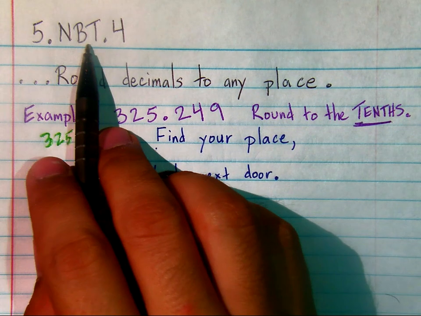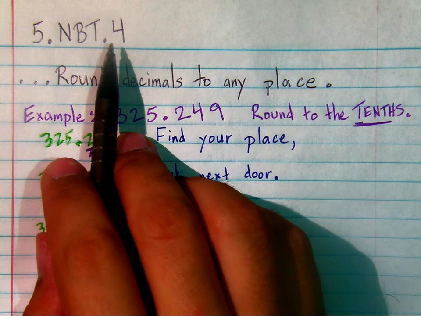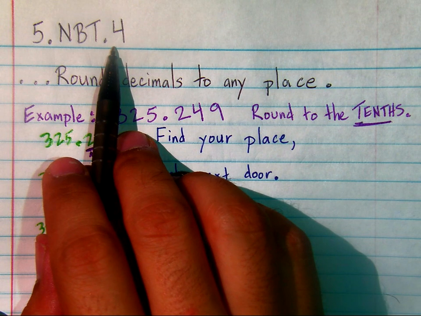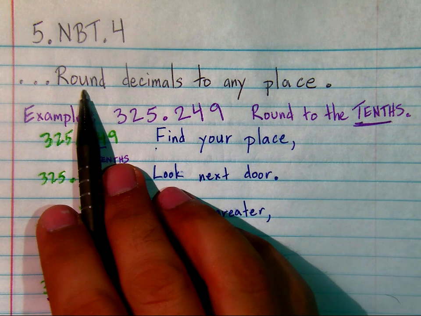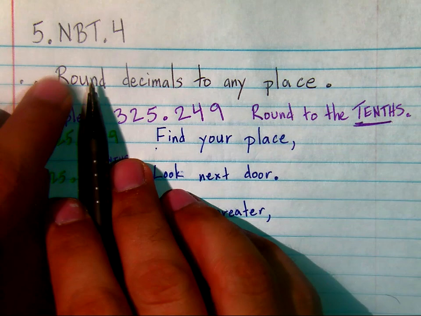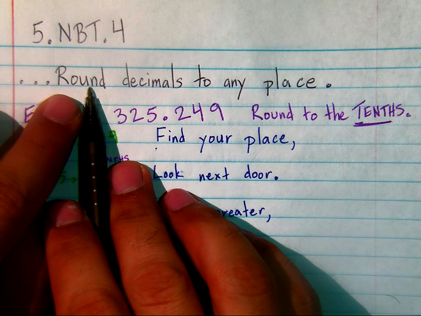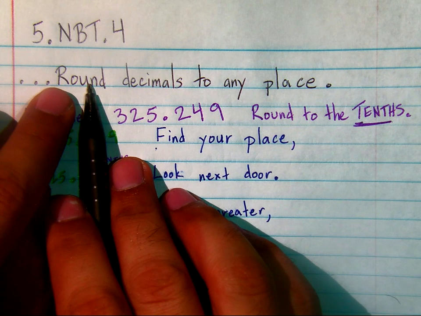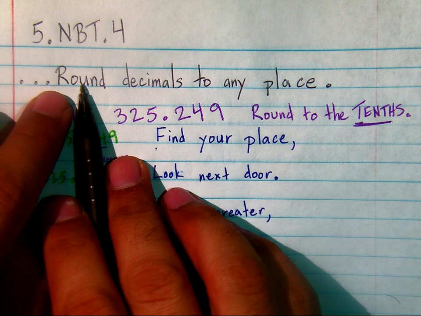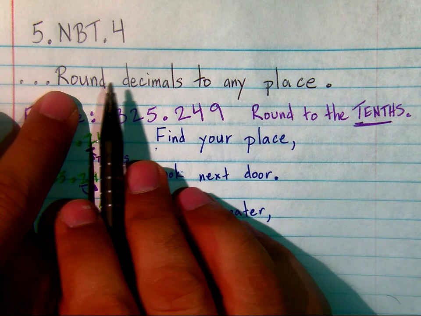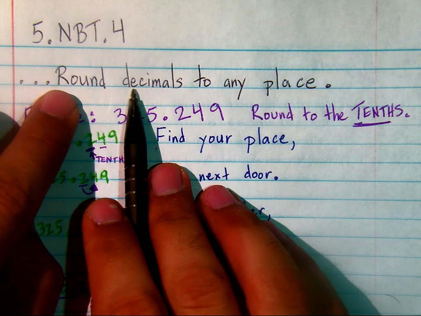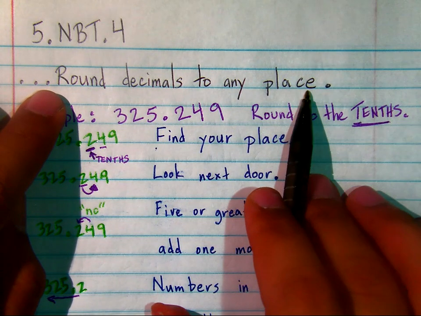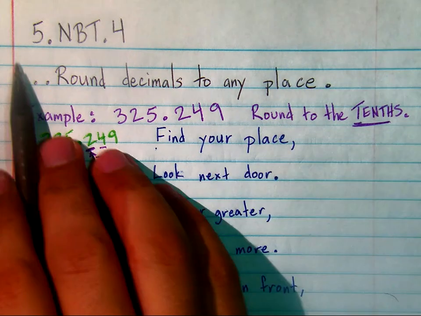So 5.NBT.4. This is looking at a skill that has been taught in 4th grade and in 3rd grade. In 3rd grade, you were learning how to round whole numbers to the nearest 10 or 100. So that was the very first time you learned rounding, in 3rd grade. In 4th grade, you started to round decimals, yes, but now you have to round numbers and decimals to any place. This is where mastery of rounding takes place.